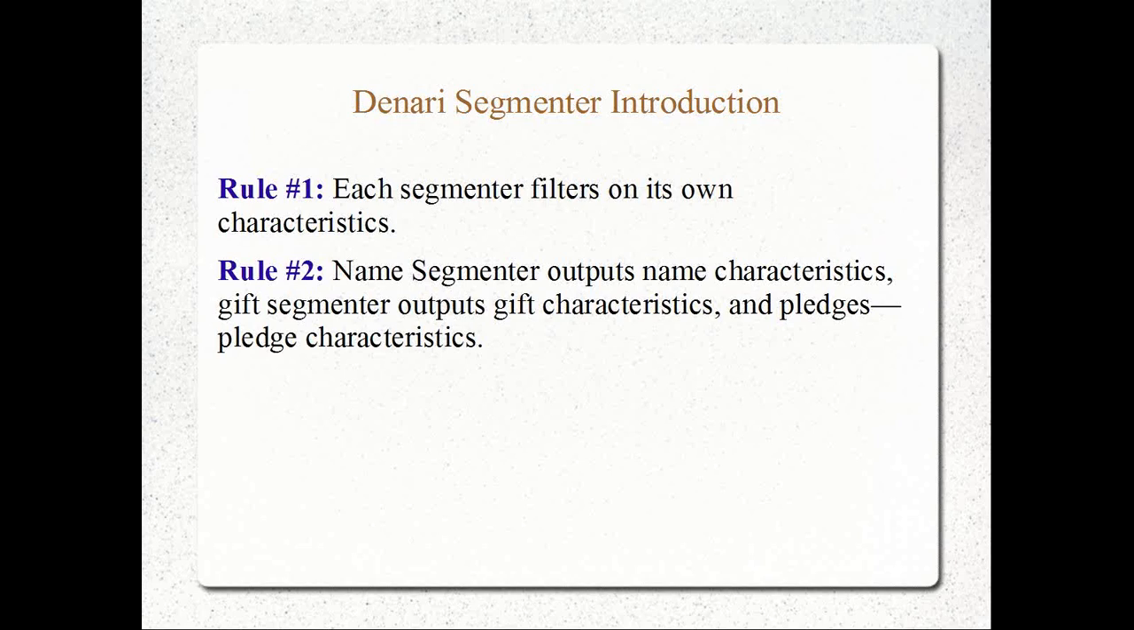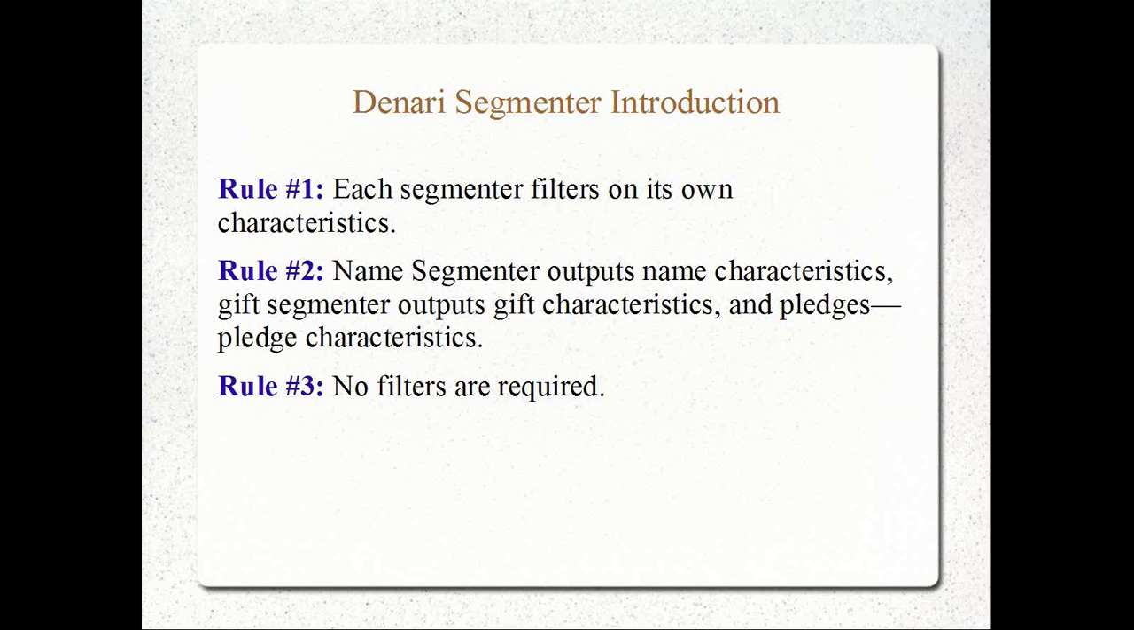We'll be talking about how to use the segments to get this kind of information in later sessions. But to help set the stage, it is helpful to remember that Rule 2 says that each segment outputs only its own set of characteristics. You will only find name characteristics in name segment outputs, for example.